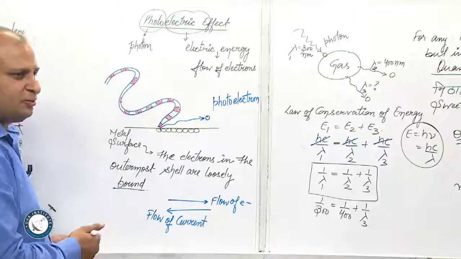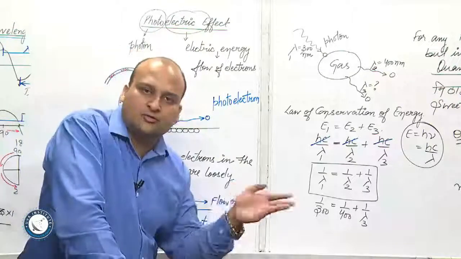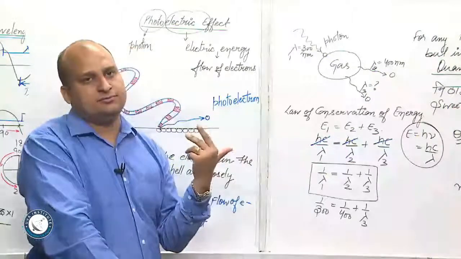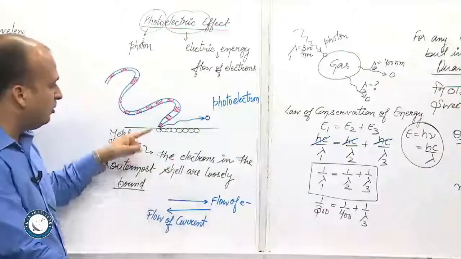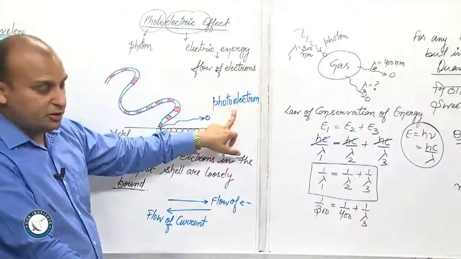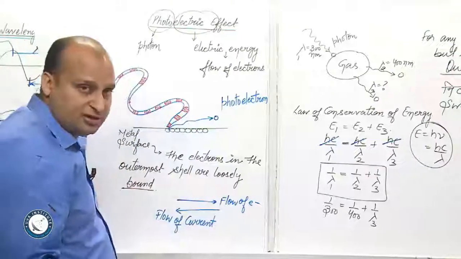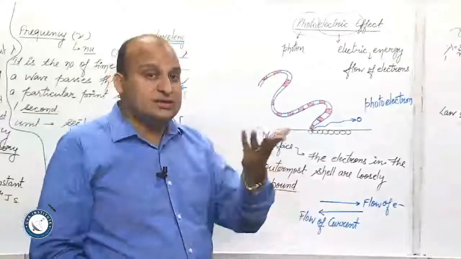Okay, they flow in opposite directions, right? So anyways, we just know that the electron is flowing. If the electron is flowing, the current is flowing. So this is how the photon on striking a metal surface ejects a photoelectron, and thus electricity is produced. This is what happens in photovoltaic cells, in the solar cells that we talk about.